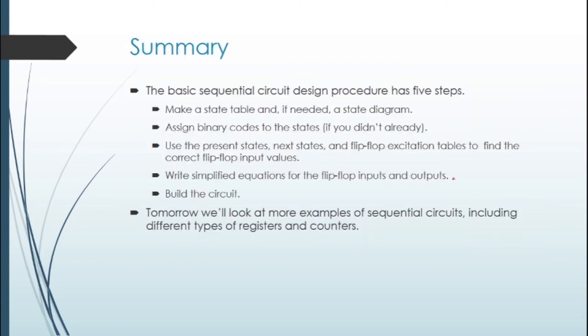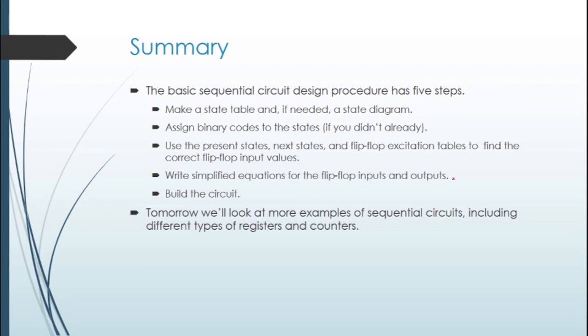So that's it. The basic sequential circuit design procedure has 5 steps that we actually just studied. Make a state table from the state problem statement, and after that we can build a state diagram from that state table as well. Then second step, assign binary code to the states. We actually have to reduce the number of states first as well. That's a very important task. We have to keep the states as minimum as possible to get the complete work done, and then assign the binary code to the states.